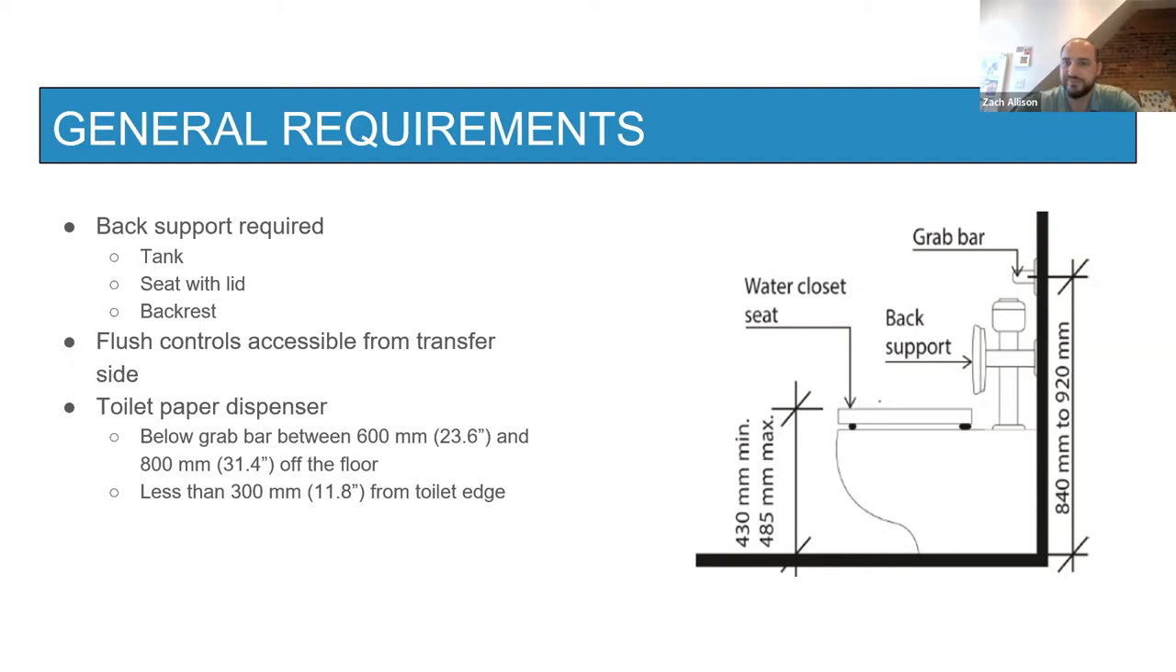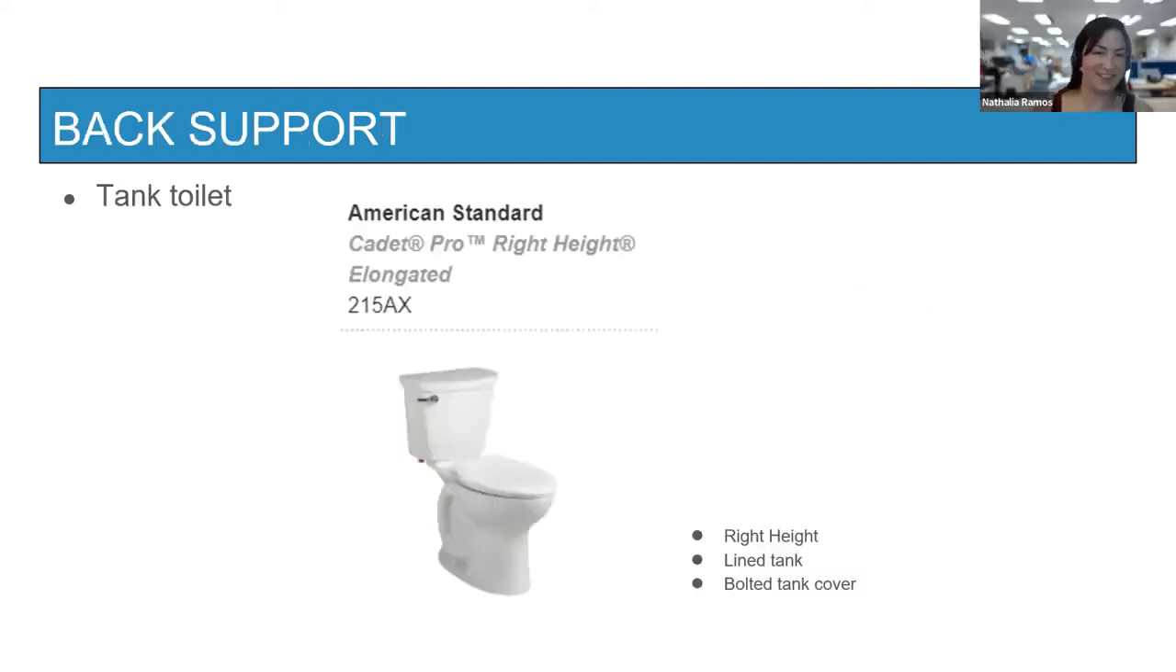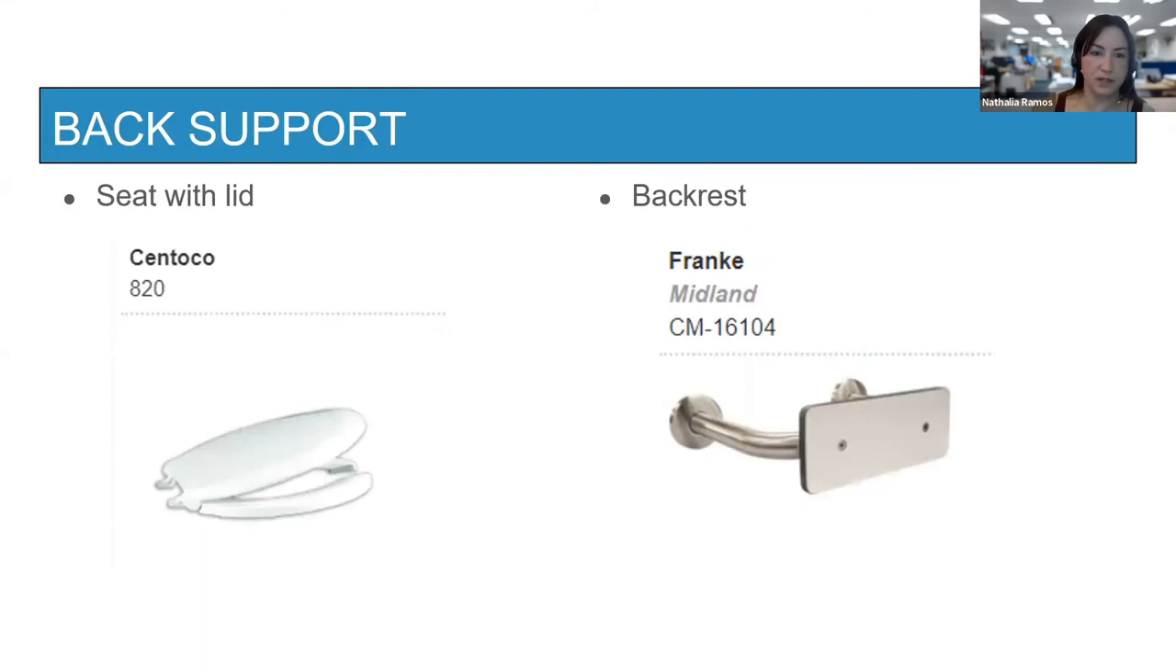Thanks, Zach. You are the best person to answer on backrests. So here are some examples of what you can use for back support. The tank of a tank toilet, as you can see here, is the right height, with the tank and the tank cover. Another two options: you can use the seat with the lid, and the backrest model, as Zach just mentioned, the one from Bobrick. This one doesn't have the WM in the model number, so this is not for the wall-mounted toilet, just a regular floor-mounted toilet.